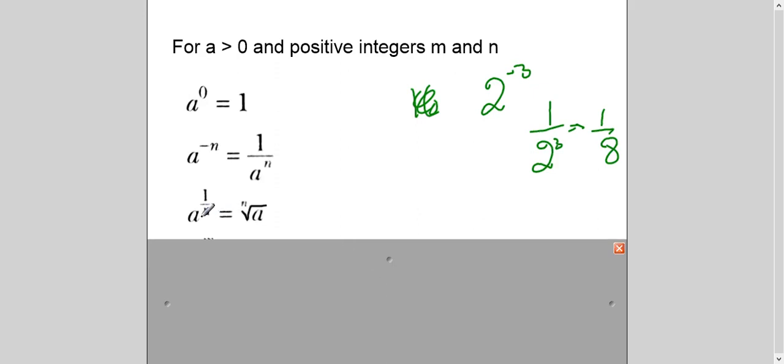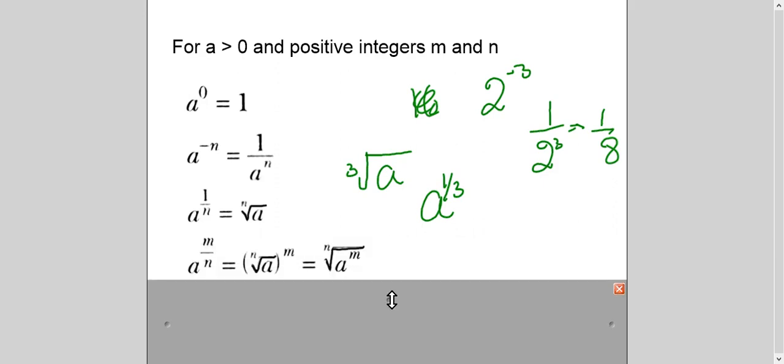Now here, very important rule: 1 over n can be written as the nth root of a. So for example, if I have the cube root of a, the third root of a, I can write it as a power 1 over 3. All right. We need to know all this and apply it in index solutions.